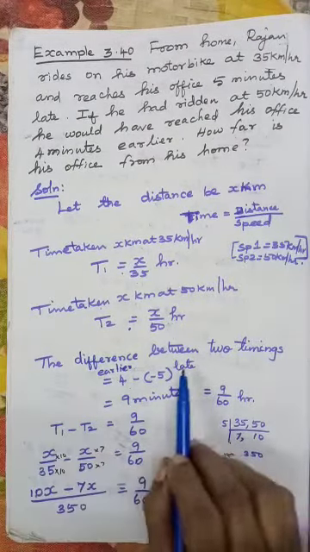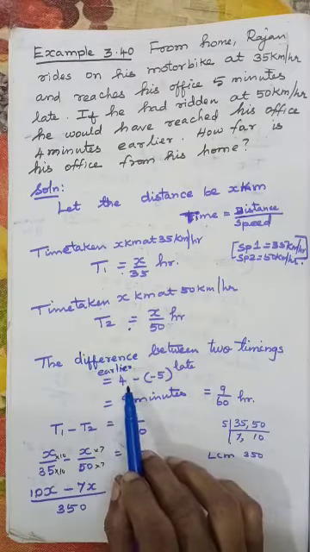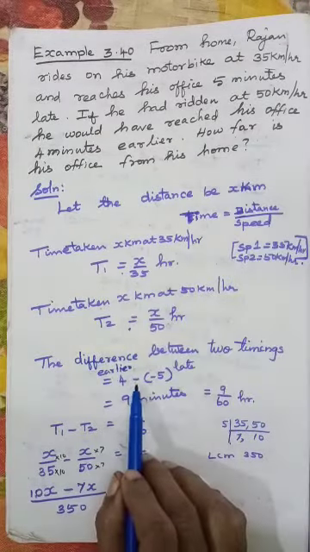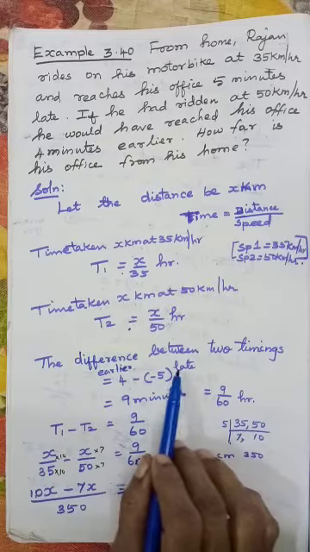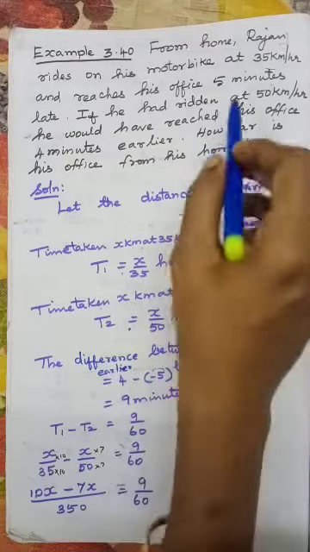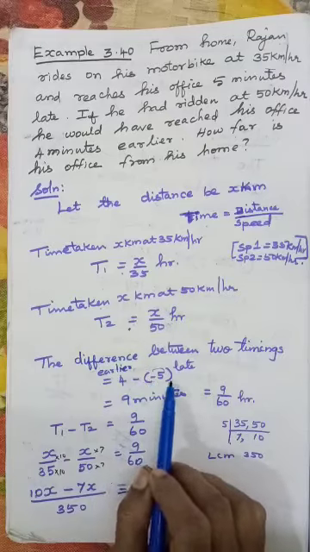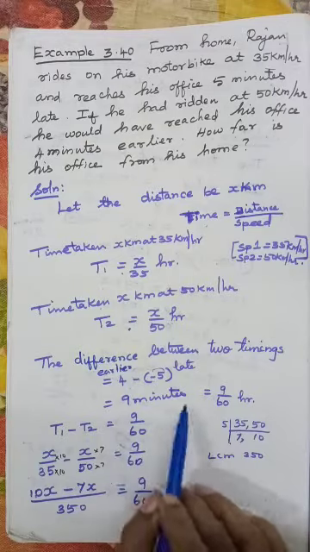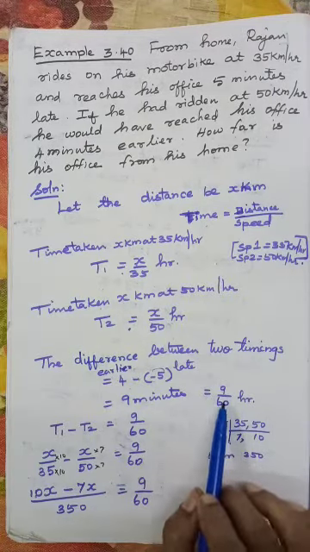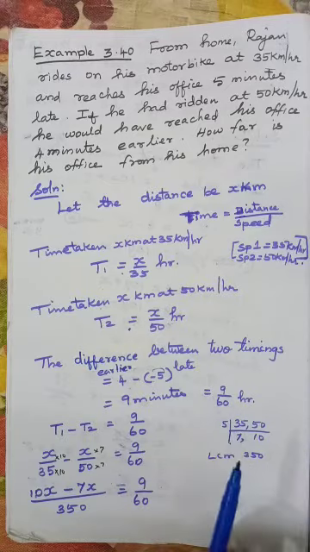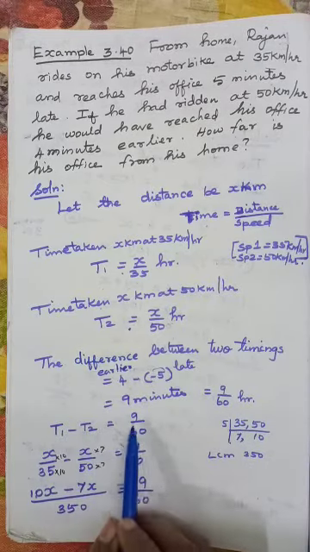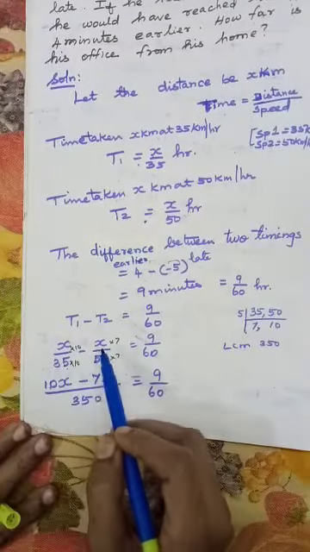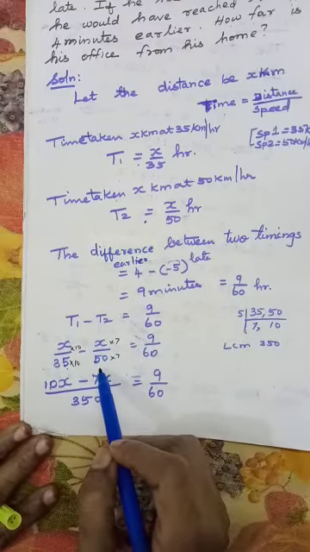Okay. The difference between the two timings: earlier is 4 minutes earlier, isn't it? Late by 5 minutes, we are taking that as minus 5. So 9 minutes, minus into minus becomes plus. We are changing the 9 minutes to hours: 9 by 60 hour. So T1 minus T2 is equal to 9 by 60. Okay. T1 is x by 35 and T2 is x by 50.